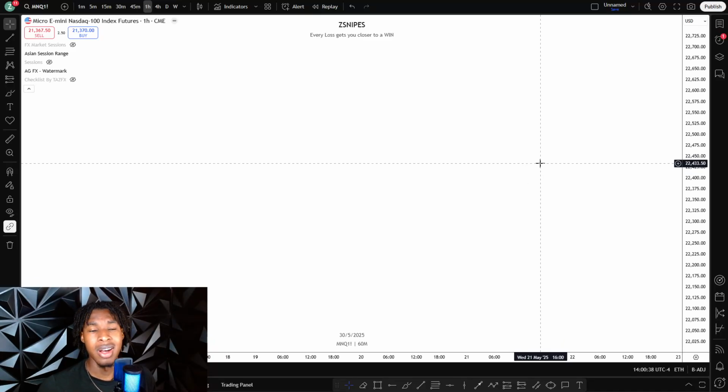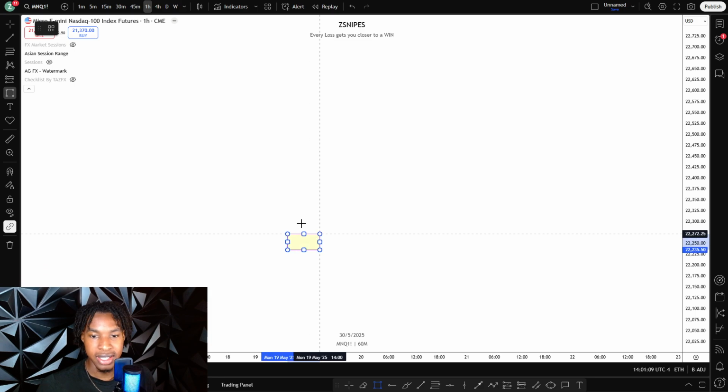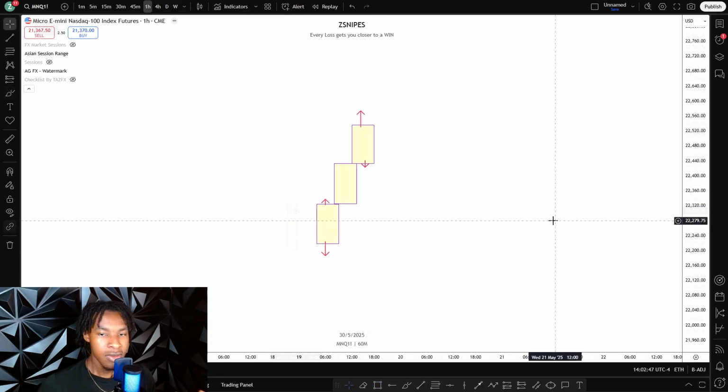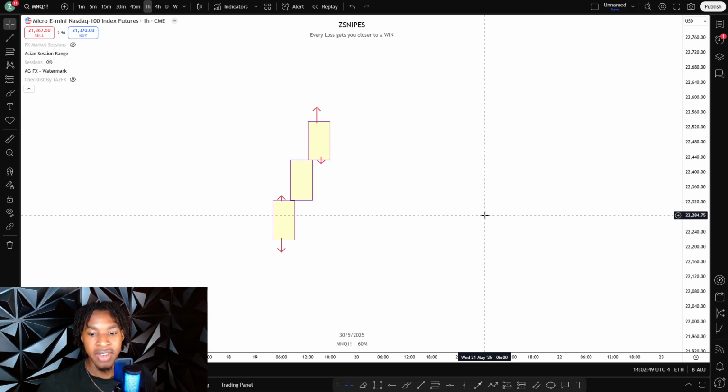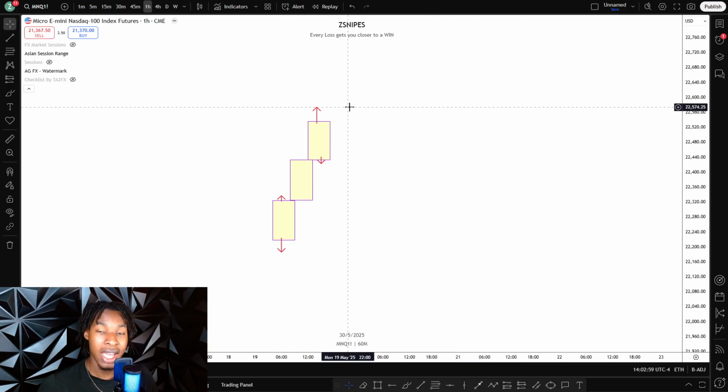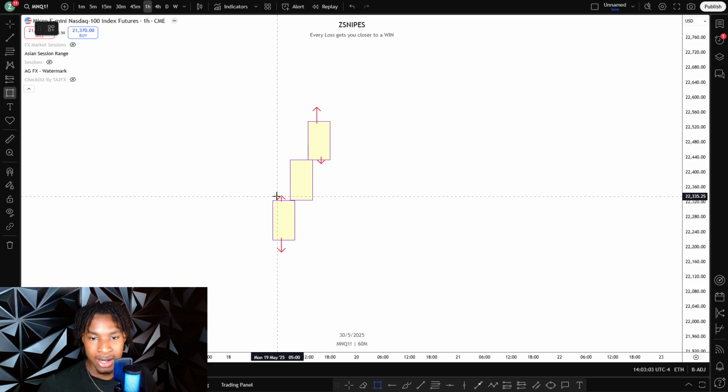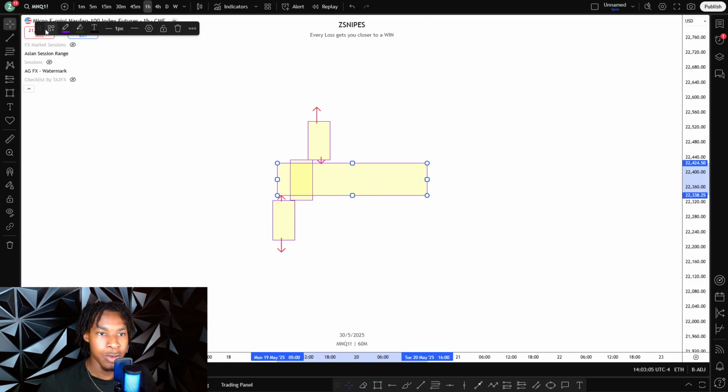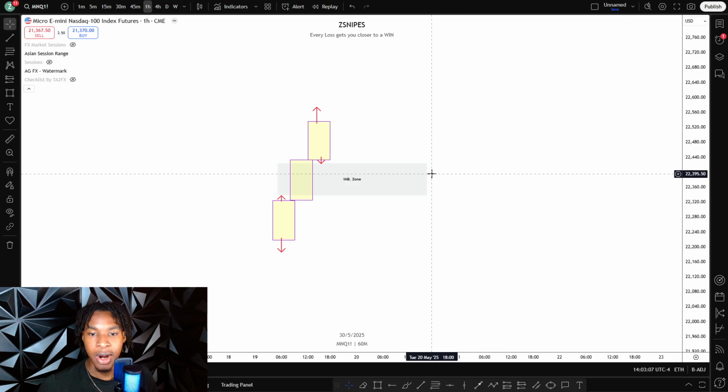Fair value gaps are a lot simpler than people make them seem. A fair value gap is basically this, guys. Here's a basic example of a fair value gap. It is a 3 candlestick pattern. You're going to see 1, 2, 3 candles, and inside of the middle candle, there's basically going to be a gap inside of the market, right?